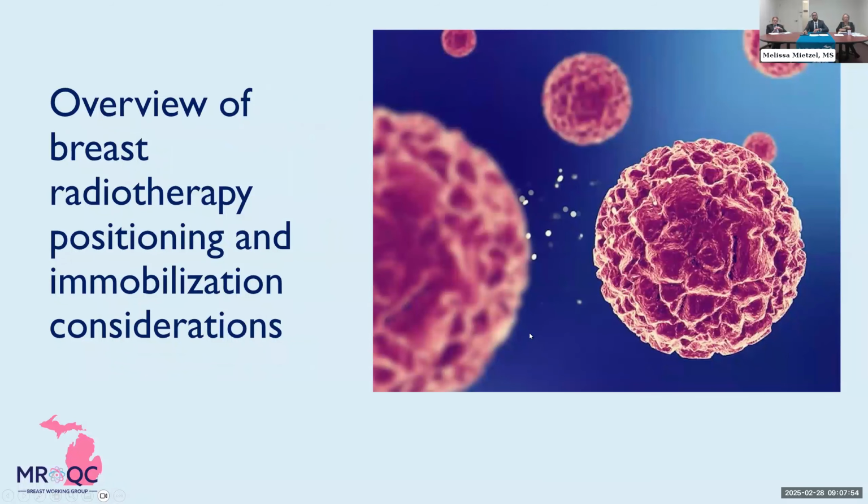Here we go. Okay, so we can start off with just giving an overview of breast radiotherapy positioning, as well as some immobilization considerations.